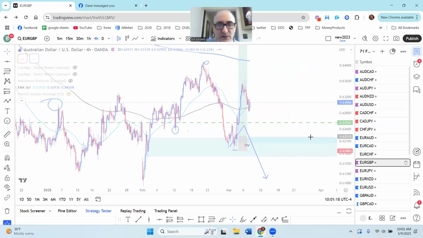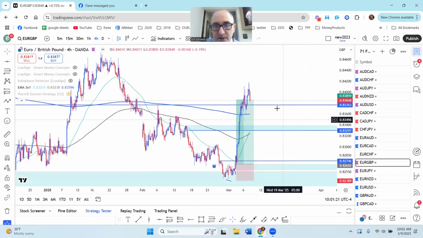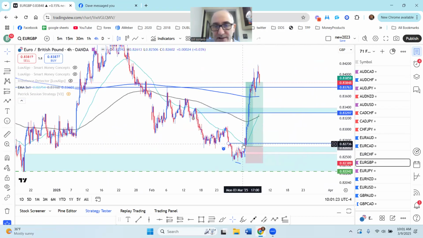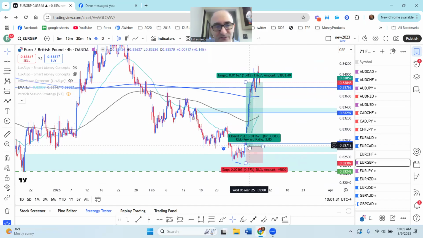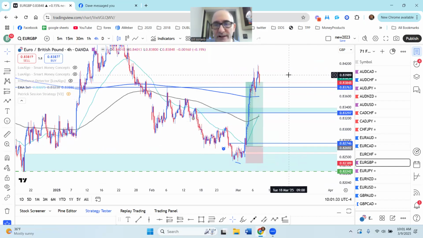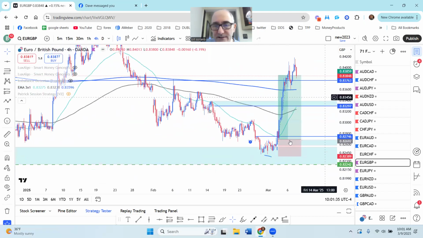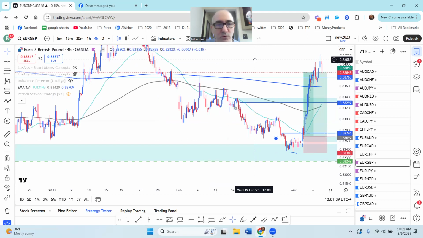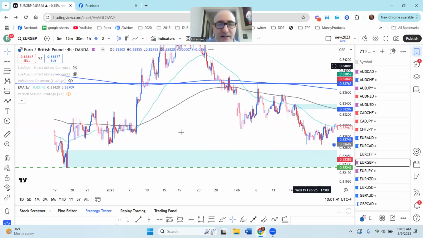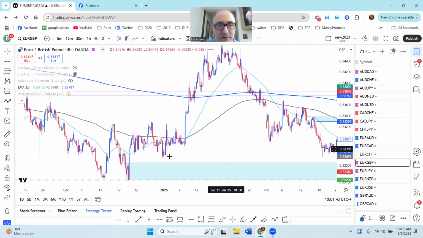Let's go on to EUR-GBP. Now this one again, at the time we're taking this trade, the same thing happens here. The moving averages are telling us that this is bearish, but this is a very strong bullish trade that actually ends up being a 3.85 risk to reward ratio trade. Again, when you scroll back, you can see the bullish move upward here.